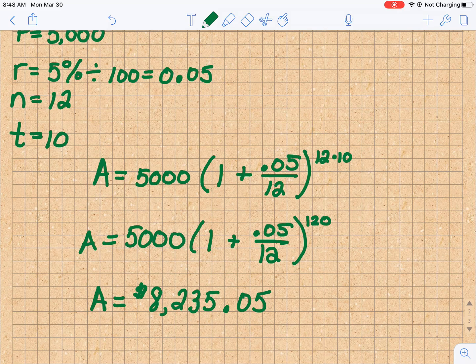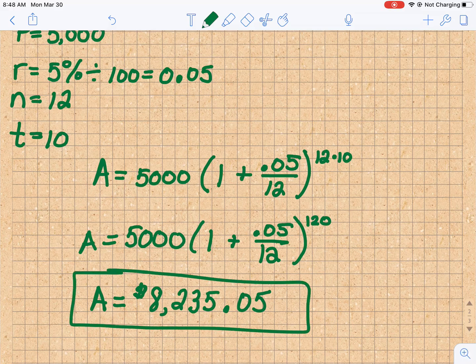Now, I don't know of any savings accounts that do this anymore, so that would be great if you could find 5% interest in a savings account, but you're going to have to take a little more risk if you want a 5% compounded monthly type investment. That would be a great investment. As you can see, after 10 years, you've earned $3,000 extra dollars. Okay, so that's compounded interest.